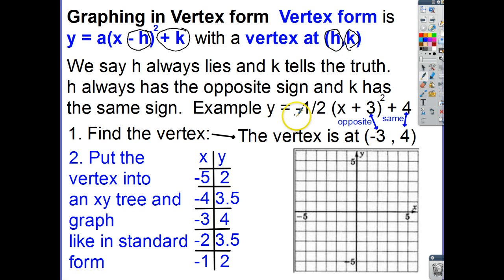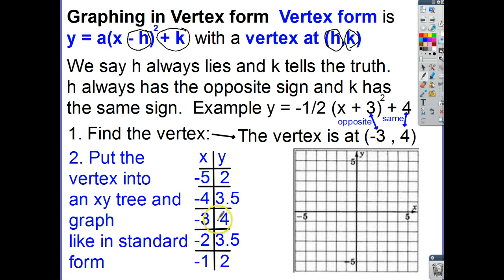Okay, so in our example here, we're going to look at negative 1/2 times (x plus 3) squared plus 4. And the first step is going to be to find the vertex. I usually like to write it right underneath there so I can see the opposite signs with h, and then the same signs, positive, no sign makes it positive, with k.